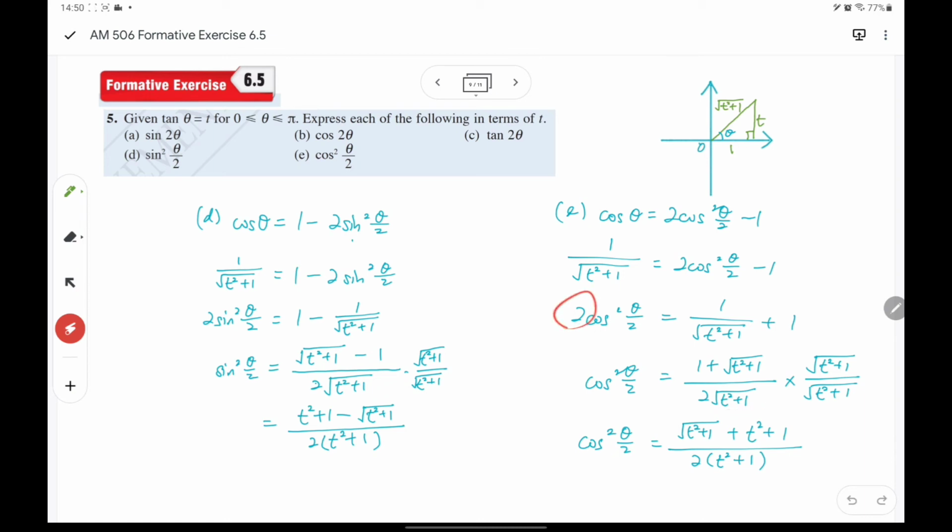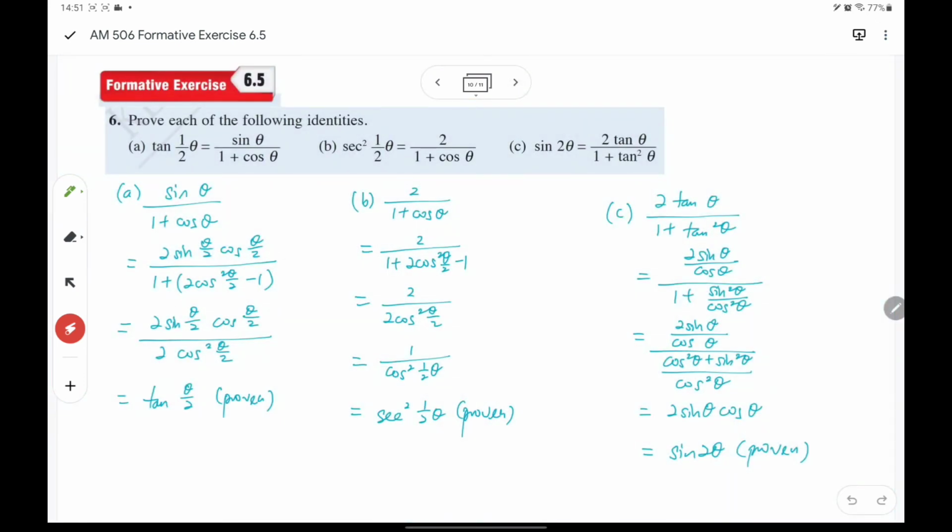The 2 here already moved downward. Now, our denominator is irrational, so we multiply by root of t square plus 1. There we get the new denominator as 2 times t square plus 1 and the numerator as root of t square plus 1 plus t square plus 1.